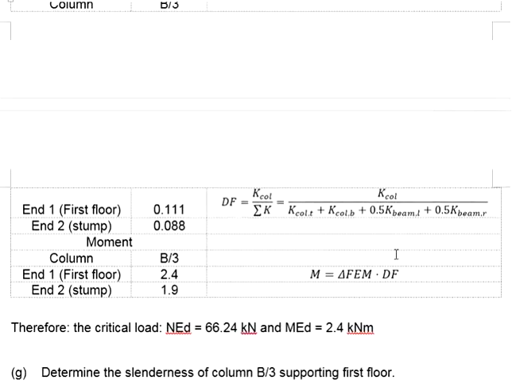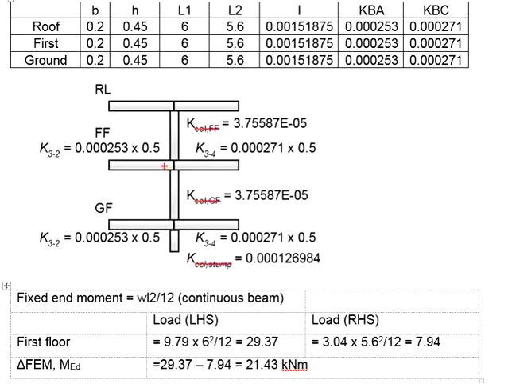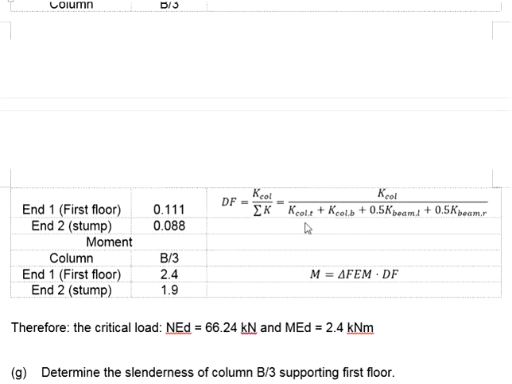At the end of the day, you get the distribution factor of the second end of the column, which is 0.088. In other words, the distribution factor here is 0.111 and the distribution factor here is 0.088. Based on the distribution factors, multiplied with the difference of the fixed end moments, you get the moment taken by the columns.